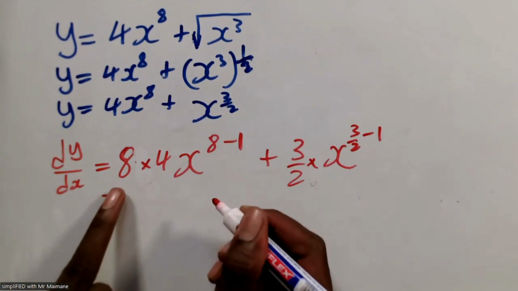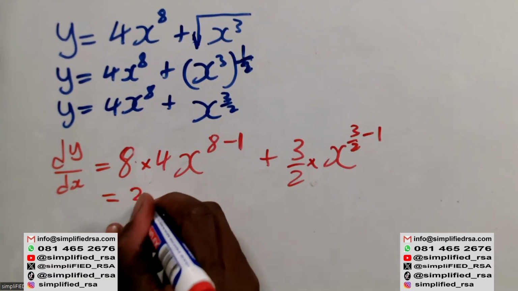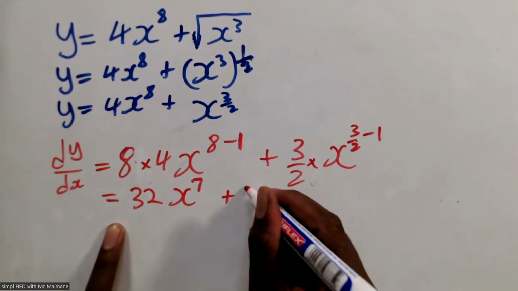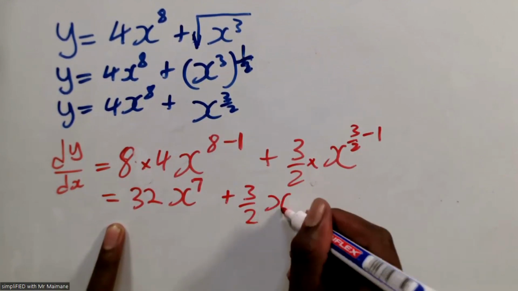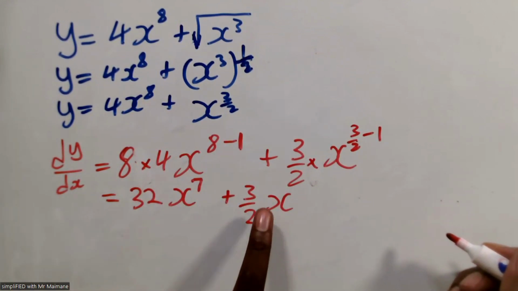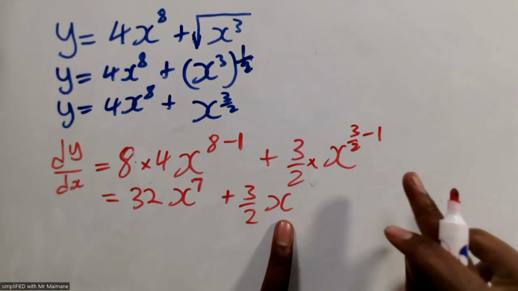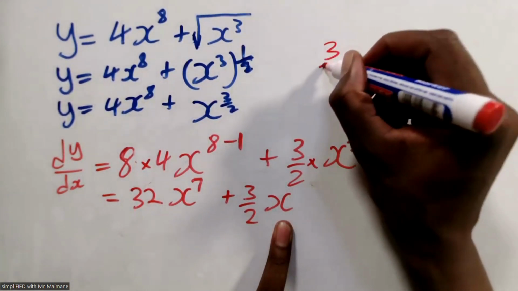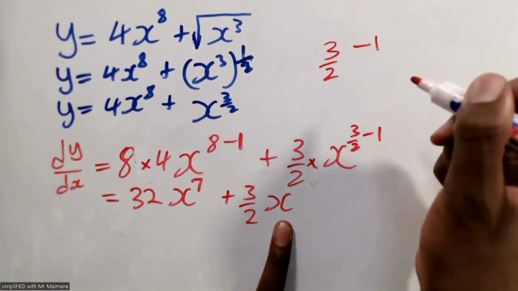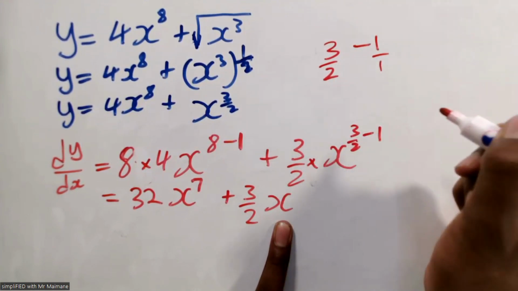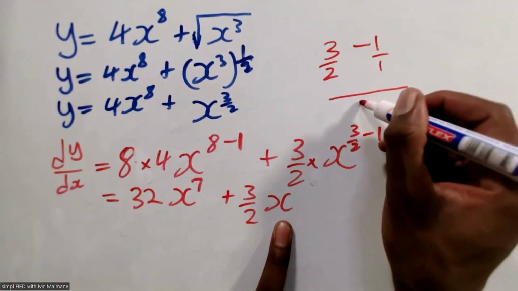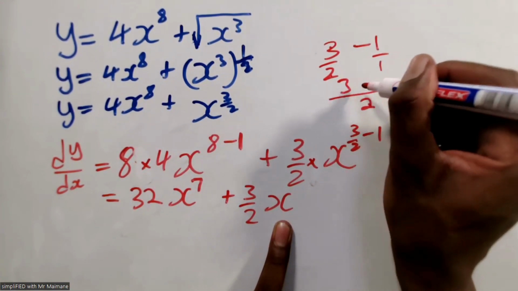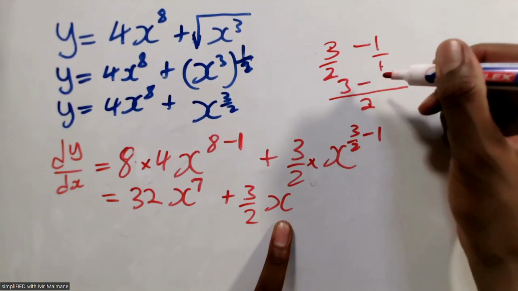Here we'll have 8 times 4 is 32, x to the exponent 7, plus 3 over 2 x to the exponent 3 over 2 minus 1. We solve it like this. So we have 3 over 2 minus 1. This is a fraction. Any number is over 1, right? The lowest common denominator here is 2. 2 goes once here. 1 times that is 3. Minus 1 goes how many times here?